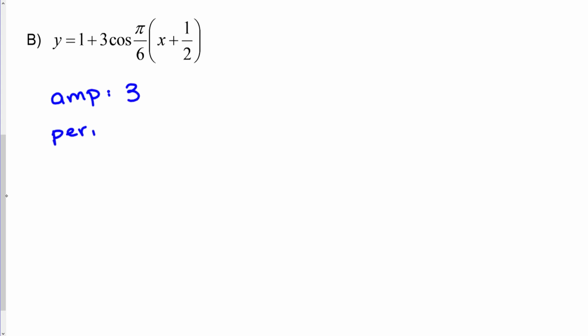The period is going to be 2 pi divided by b, which is pi over 6. And it's already factored out. The way it's written, it's already factored out, so I don't have to do that part. Working with fractions here, it would be 2 pi over 1 times 6 over pi. The pi's cancel out. So the period is 12.